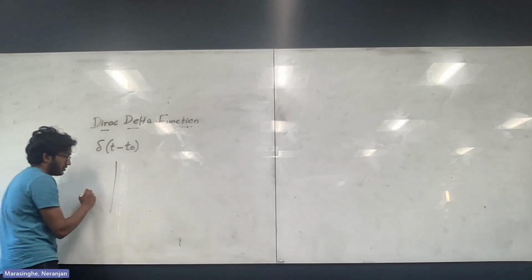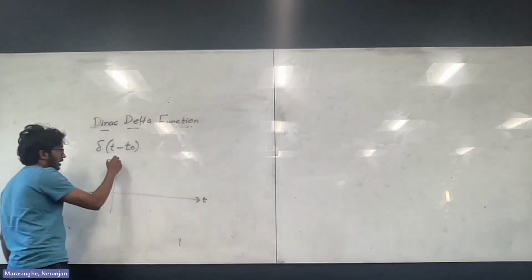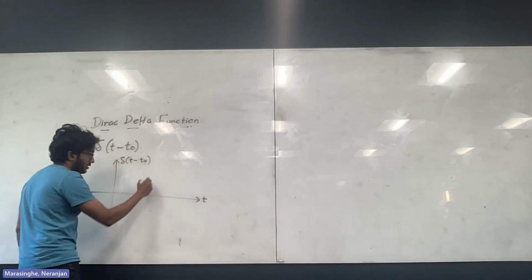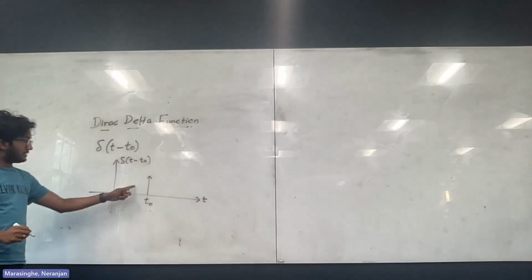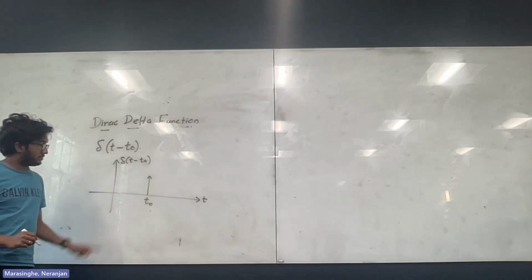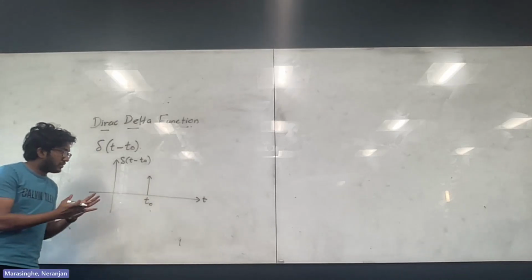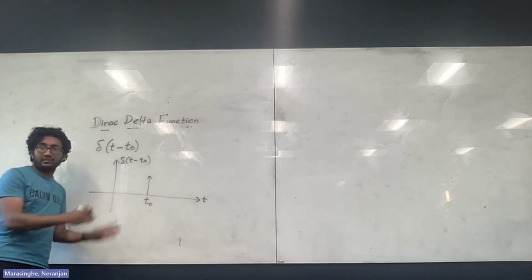So you have something like this. This is your t axis, and delta(t minus t naught) is going to be the spike located at t naught. Okay, this is the function delta(t minus t naught), right? So in the formal construction, we constructed the delta function as a limit of functions, right?